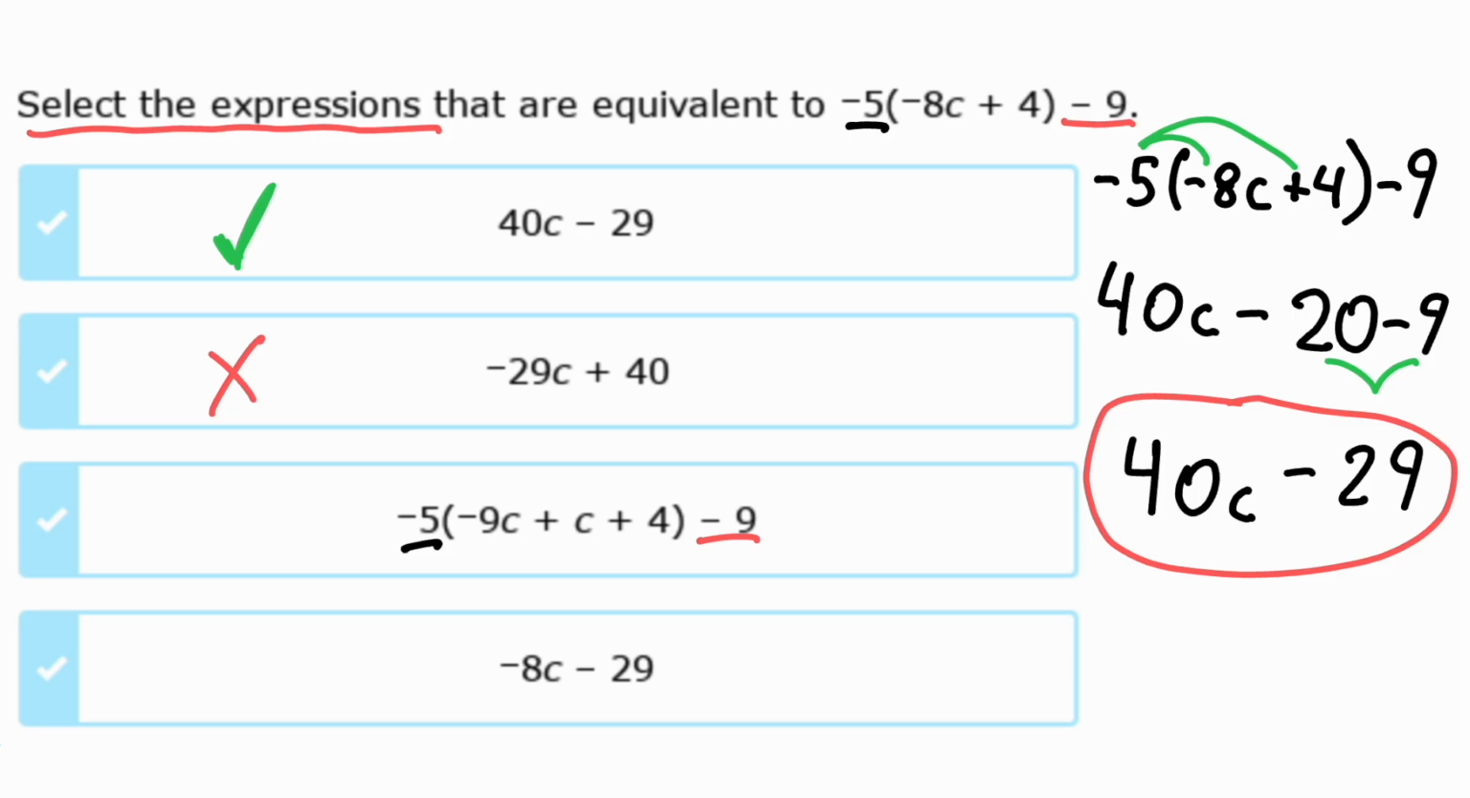So if we wanted our answer choice to have negative 8c plus 4, all we need to do is combine the negative 9c with the positive c to get negative 8c plus 4. So that answer is also correct. And for the last answer, since it has negative 8c and we needed 40c, that one cannot be correct.